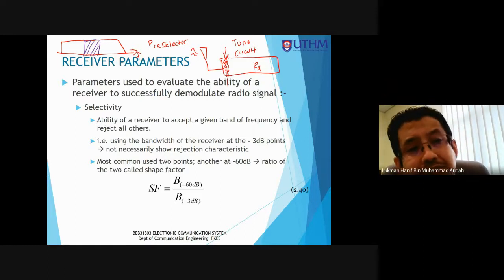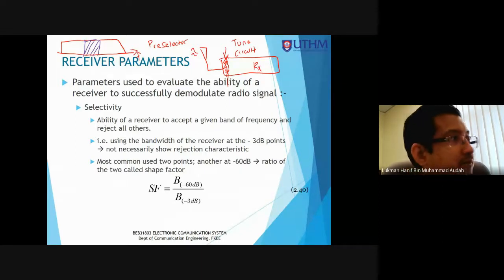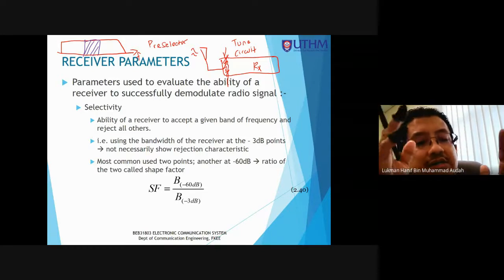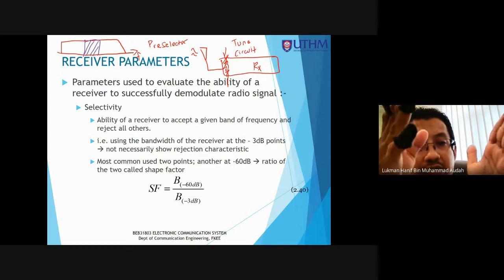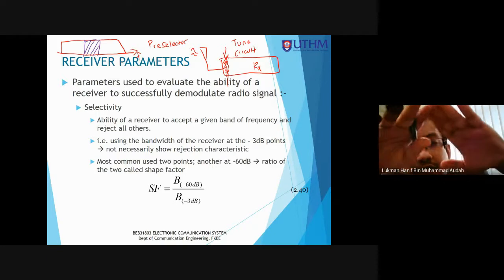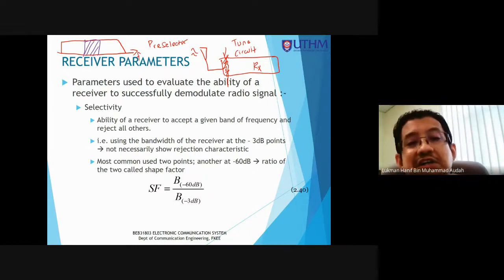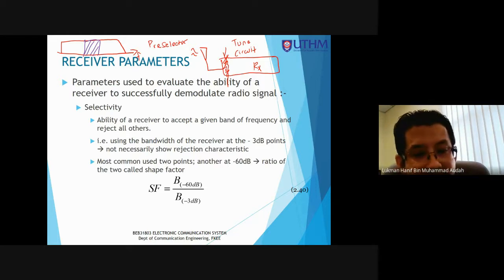Okay, so there are a few parameters with regards to the tune circuit. Yang pertama adalah selectivity. Selectivity is a parameter that shows the ability of the receiver to select the desired frequency band and reject the others. Okay, kebolehan receiver ataupun ini sebenarnya merujuk kepada tune circuit untuk memilih sebahagian daripada bandwidth dan membuang yang tidak diperlukan. So this is what we call as the selectivity.